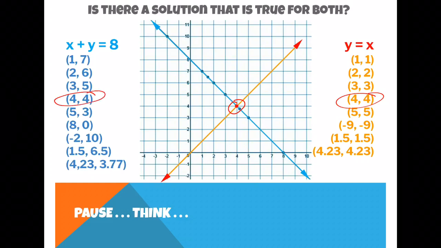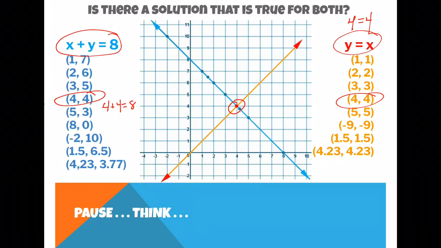And you can see that in our list, we actually came up with (4, 4) for both of these because 4 plus 4 satisfies this rule, this equation, this relationship, x plus y equals 8. 4 plus 4, in fact, equals 8. And it also solves this equation, y equals x, because 4 equals 4. Each of these lines shows us for what values of x and y this equation is true.